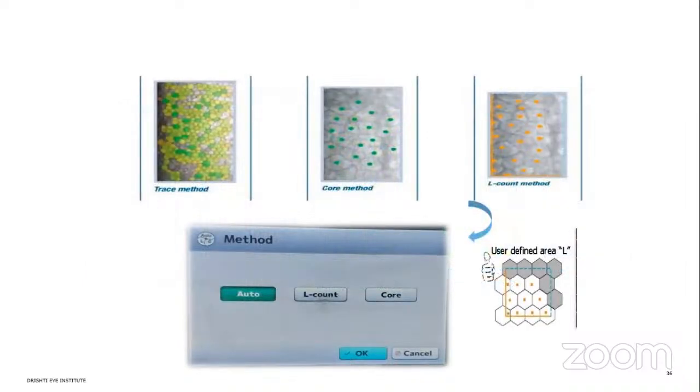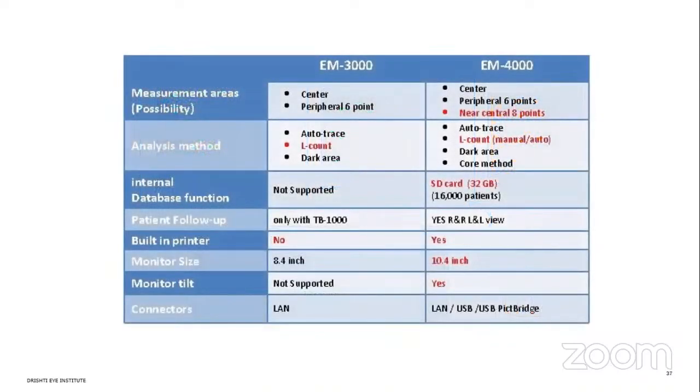In the new EM4000, we have another method of analysis called L count analysis. This machine also has a built-in printer, and it stores approximately 16,000 patient database. The difference between the earlier generation EM3000 and the present EM4000 is the large database storage and built-in printer, the monitor size is a bit larger in EM4000, and a monitor tilt option is also available in EM4000.